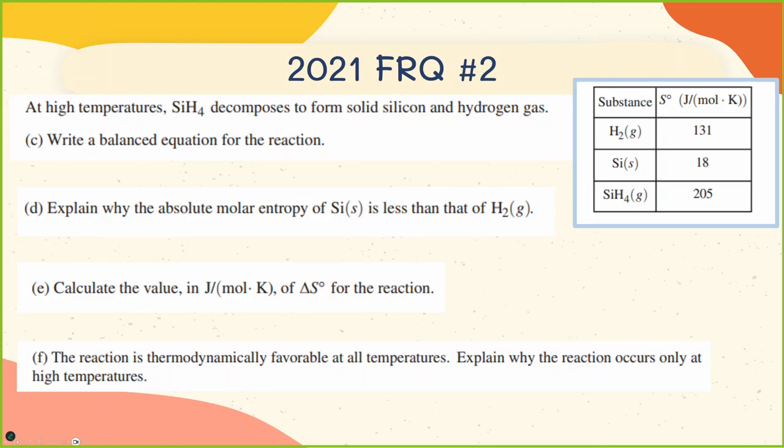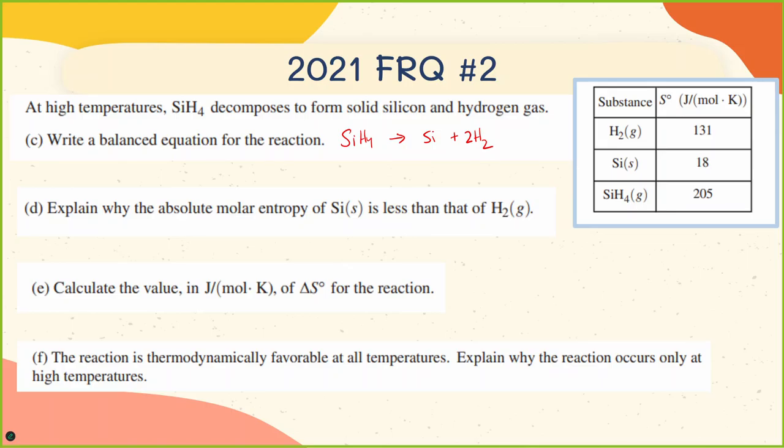At high temperatures, silicon tetrahydride decomposes to form solid silicon and hydrogen gas. Write a balanced equation for this. So that's pretty easy. Okay, so we have SiH4 decomposing into silicon plus H2, and we need 2 of those. So that's writing a balanced equation for the decomposition there.